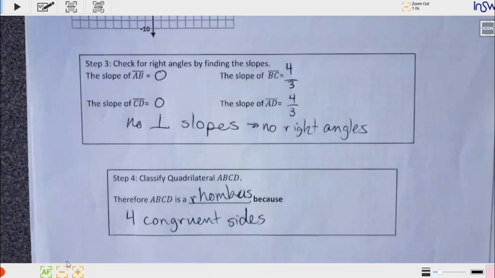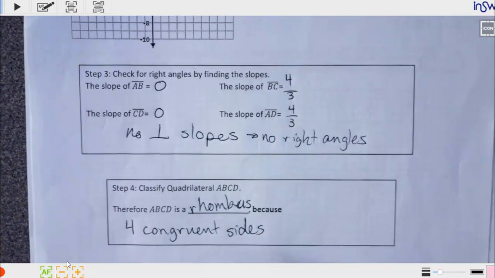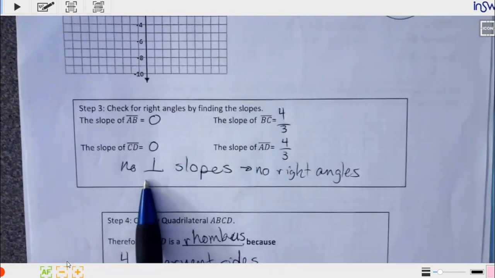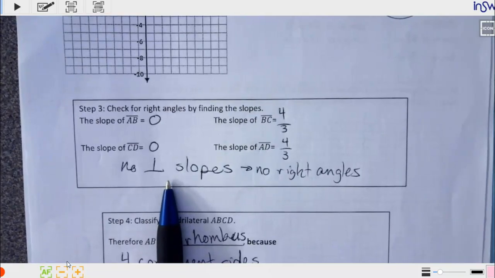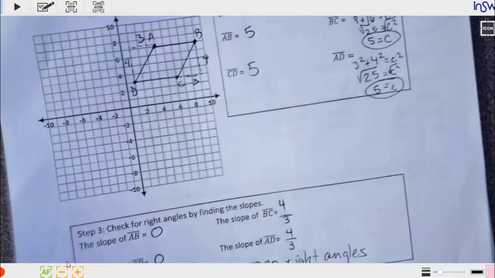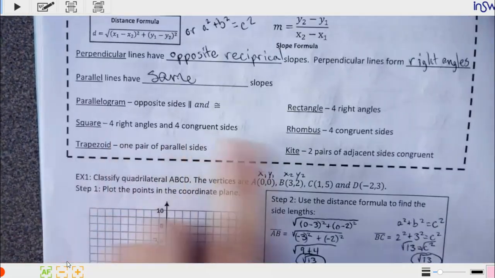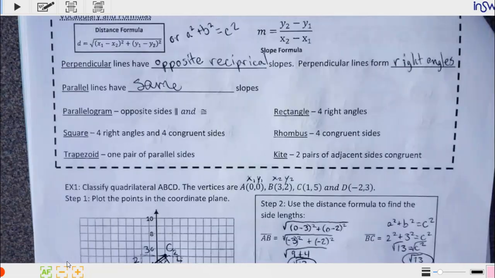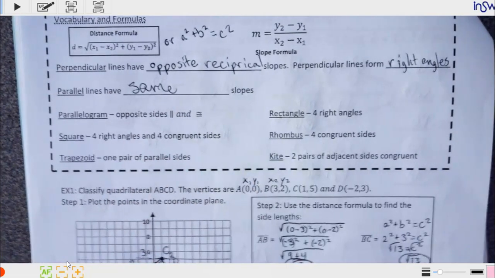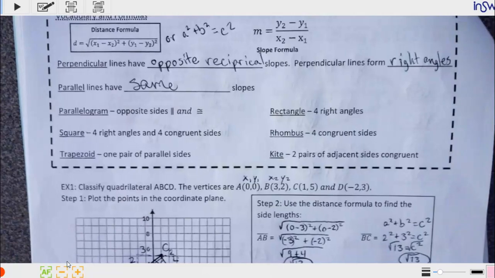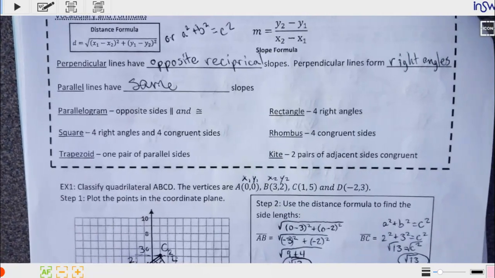So less to prove here. If you think it's a rhombus, you prove that there's 4 congruent sides, and then we use the slopes to determine, okay, there's actually no perpendicular slopes, therefore there's no right angle, so it cannot be a square, which is the only other thing it could be with the 4 congruent sides, just based on our little cheat sheet up here. But yeah, that's pretty much it.